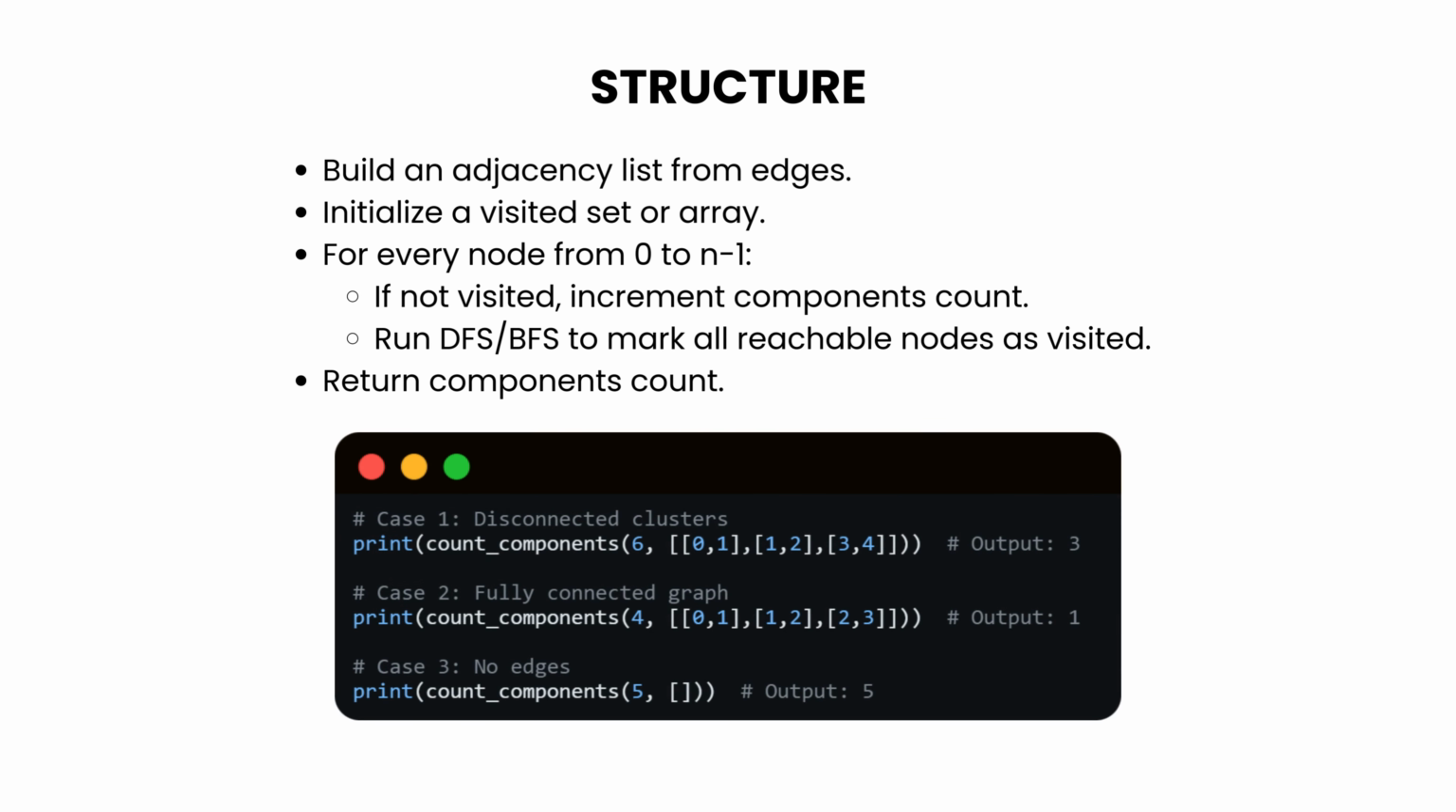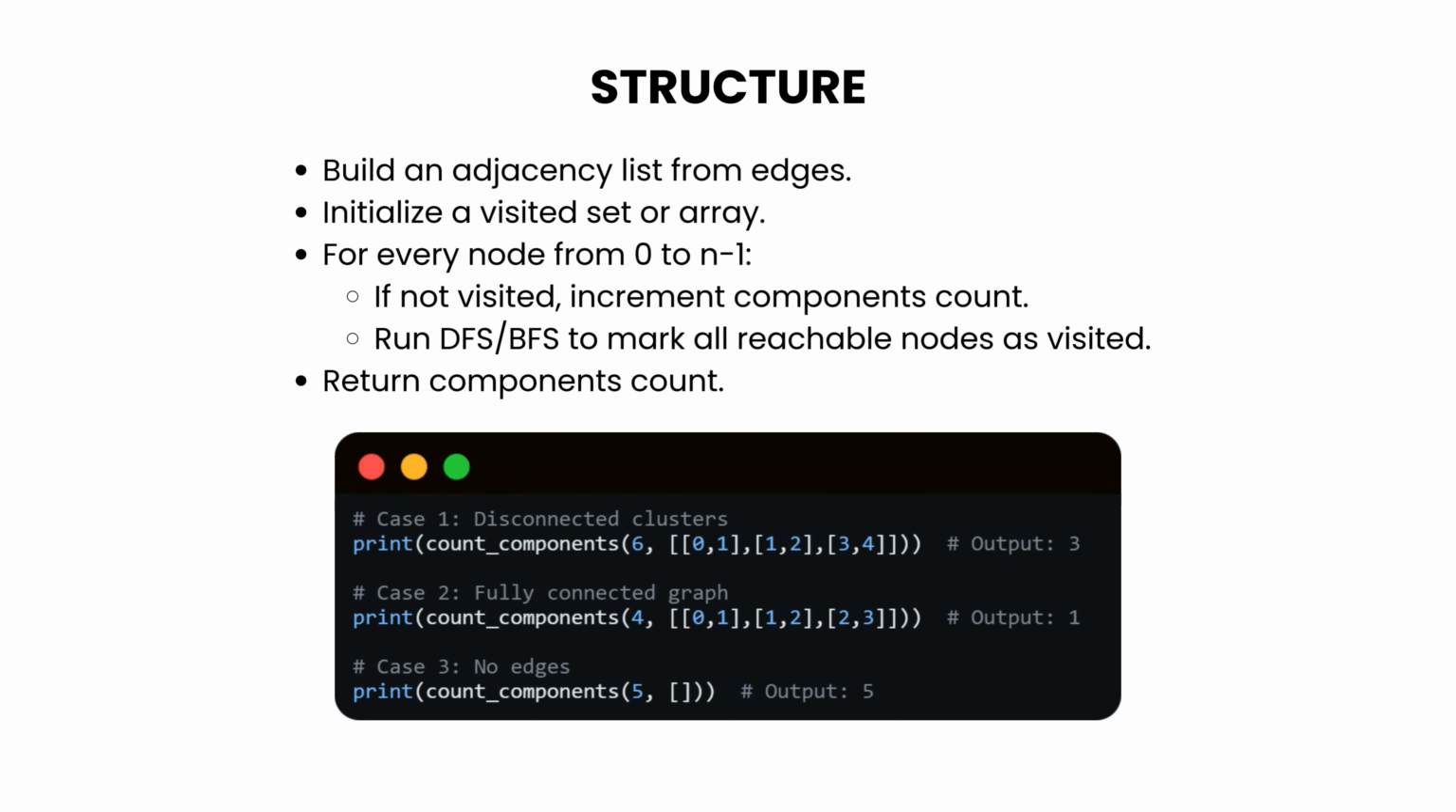Build an adjacency list from edges. Initialize a visited set or array. For every node from 0 to n-1, if not visited, increment the components count. Run DFS/BFS to mark all reachable nodes as visited. Return the components count. Let's walk through this solution.